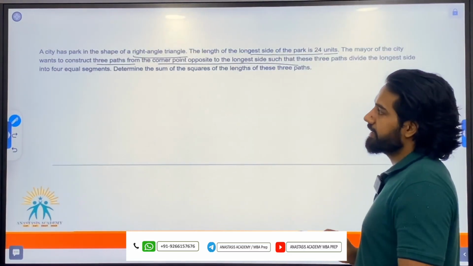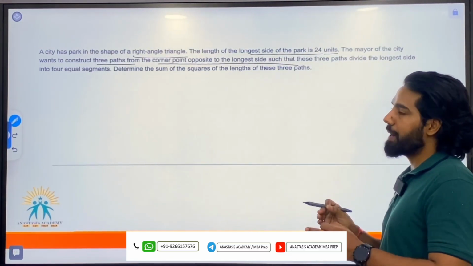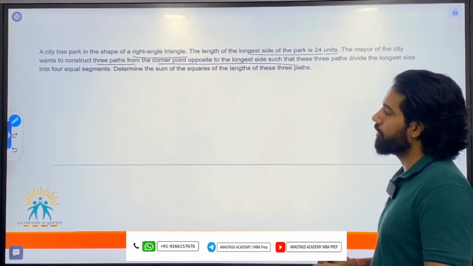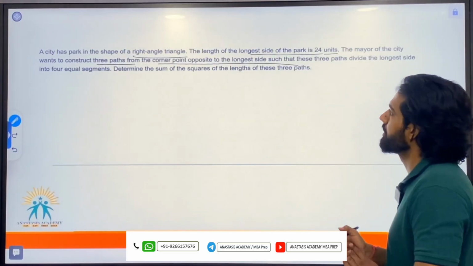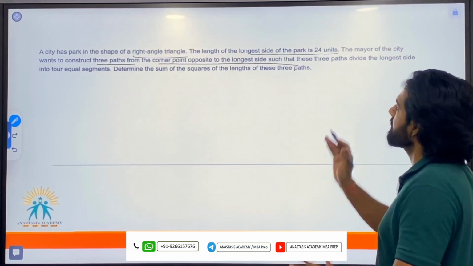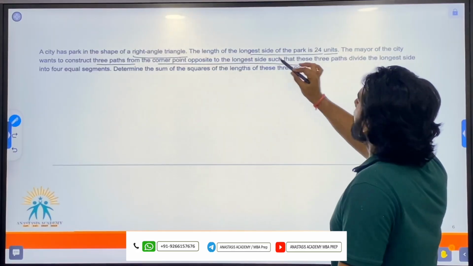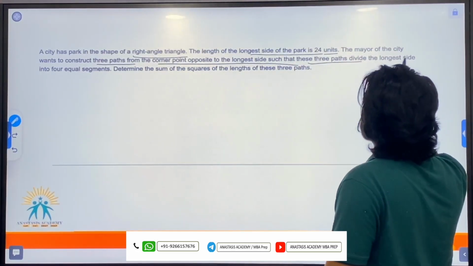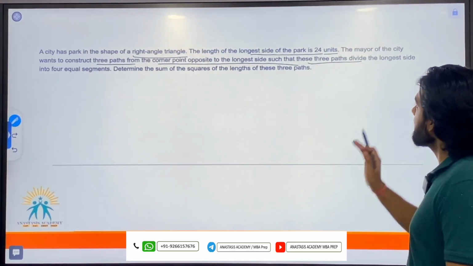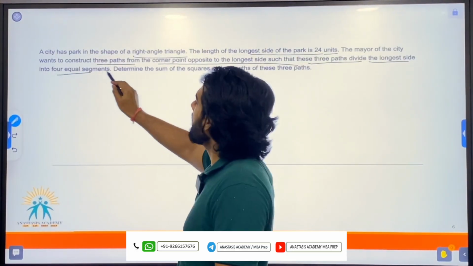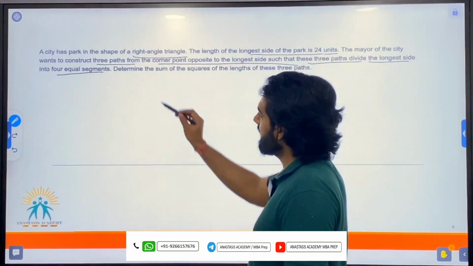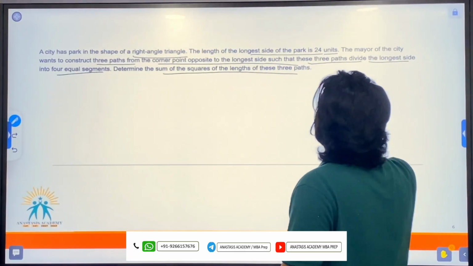So there are 3 paths to be constructed from the corner point opposite to the hypotenuse, where the 2 perpendicular lengths meet. To the longest side, 3 paths are constructed such that these 3 paths divide the longest side in 4 equal segments. Determine the sum of square of length of these 3 paths.